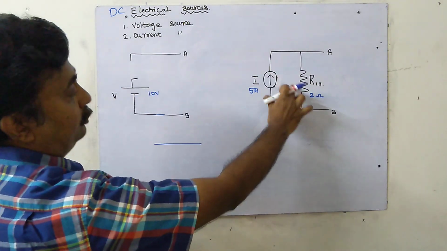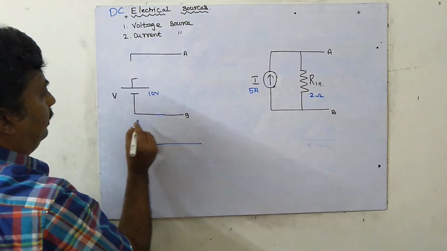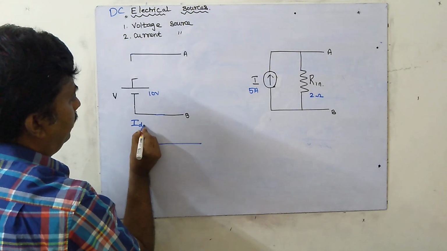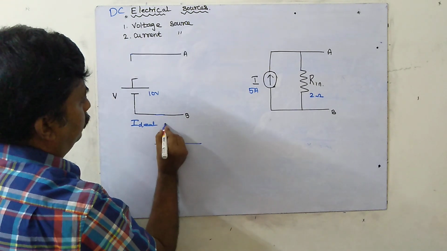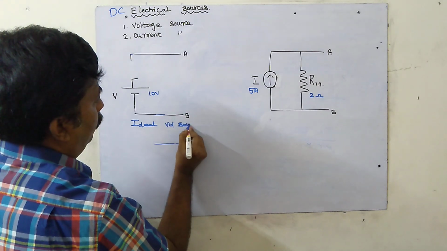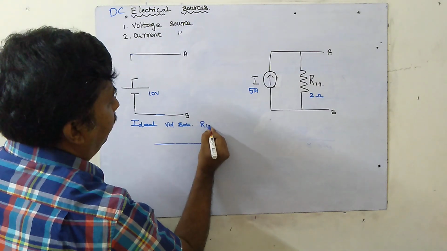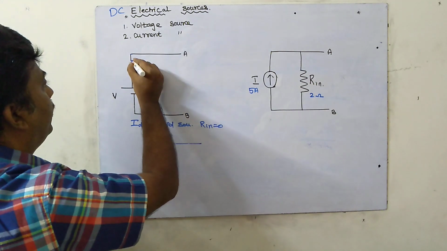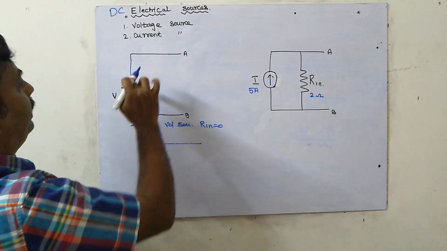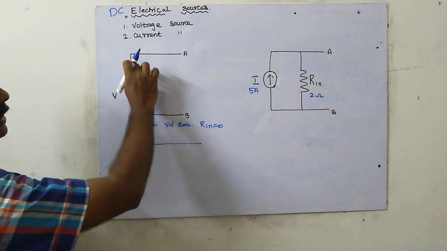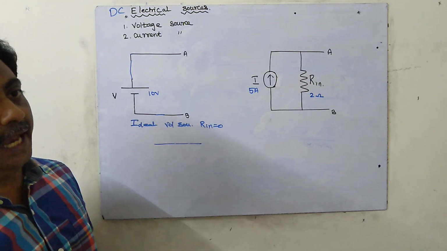This is the practical current source. This is the ideal voltage source, where R internal is equal to 0. Zero means it will be connected with a conductor. There is no internal resistance, so no voltage drop will occur in the resistor. This is an ideal voltage source.